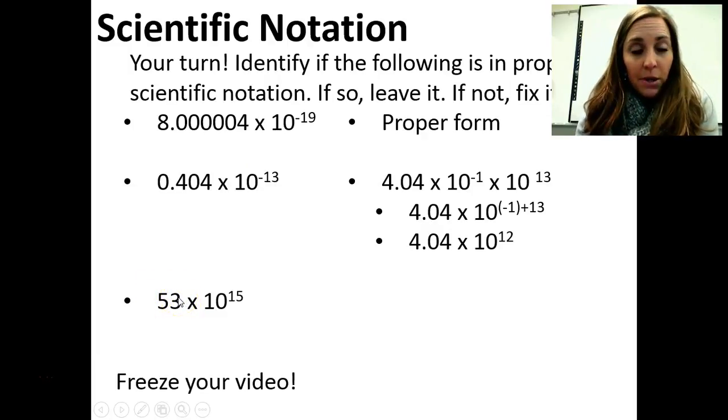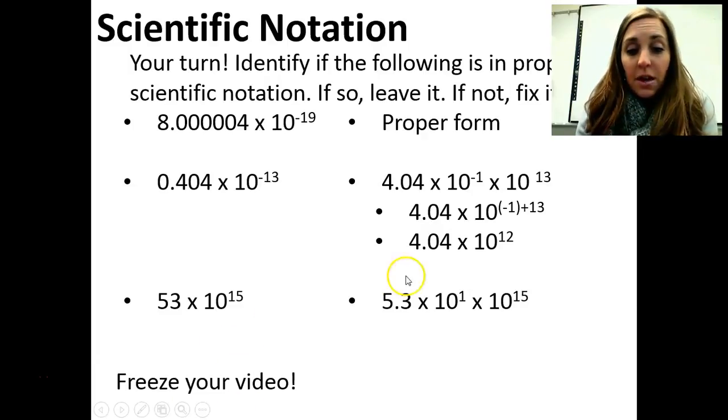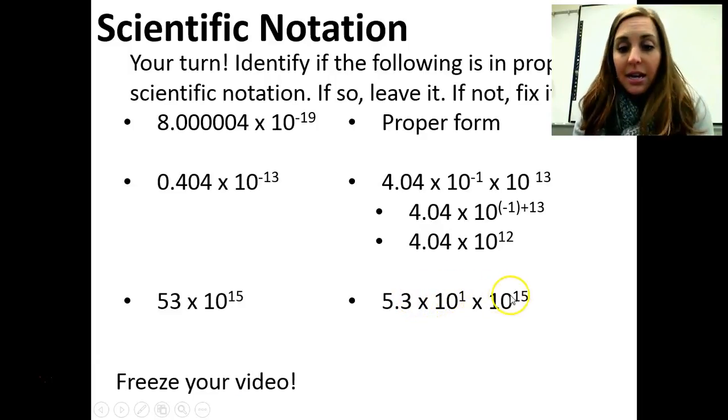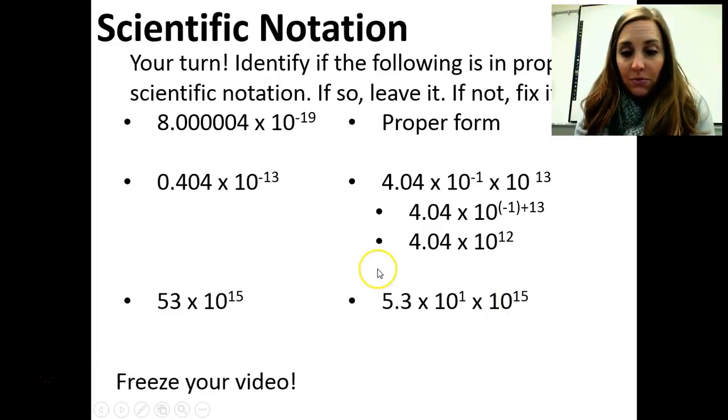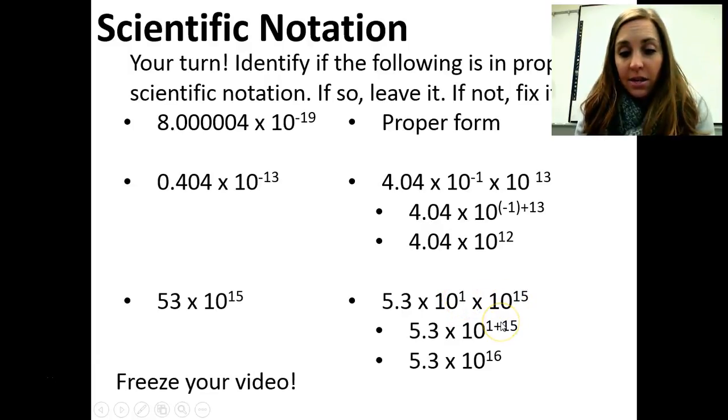53 times 10 to the 15th. Do you think that that's proper? No. Why not? Well, because it's greater than 10. So fix that first. 5.3 times 10 to the first, because that would give you 53. Now, don't forget about your 10 to the 15th. So we multiply, you add up high. We've got our exponents as 1 and 15 we're adding together, so it's 5.3 times 10 to the 16th.